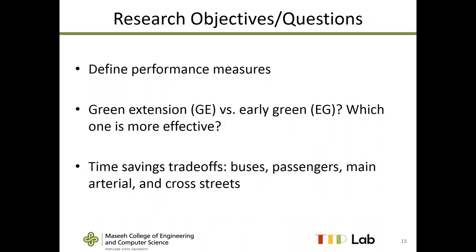So going to the more specific, concrete outcomes: our objectives and questions. We try to define good performance measures. We try to answer the question that was not answered before, comparing green extension and early green in the real world, which one is more effective. And then we also look at time savings trade-offs, what was going on in terms of savings for buses versus passengers and cross streets.